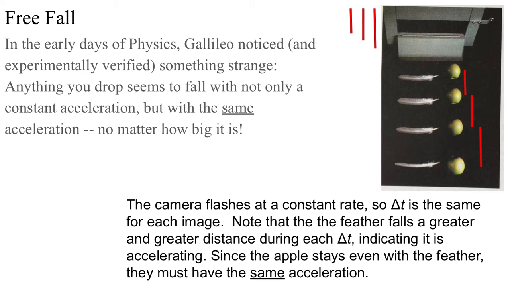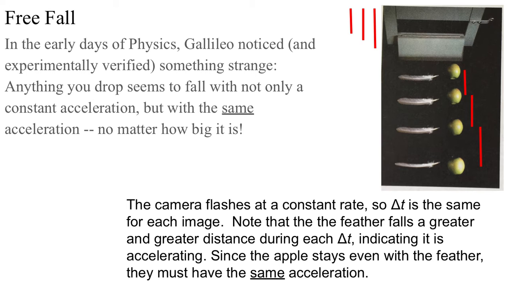That's illustrated over here by a picture from a textbook where we have dropped an apple and a feather into what is probably a vacuum chamber. And there's a constant flash, so maybe once every tenth of a second or something like that. So delta t is the same for each, but the feather falls a greater and greater distance during each delta t, which indicates it's accelerating. If we look at this, we'll find that the ratios are increasing, which is what you'd expect from a t-squared law, so it's the constant acceleration.